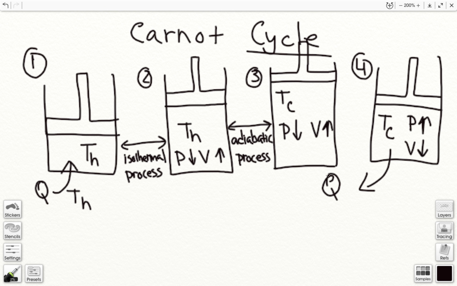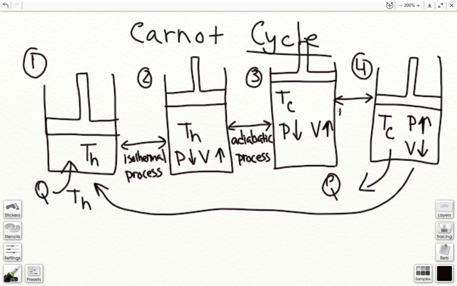Now, at some point, the heat will stop leaving the system and the system will continue to compress and return back to state 1. So the process from 3 to 4 is again another isothermal process. Isothermal. And the process from 4 to 1 is another adiabatic process.